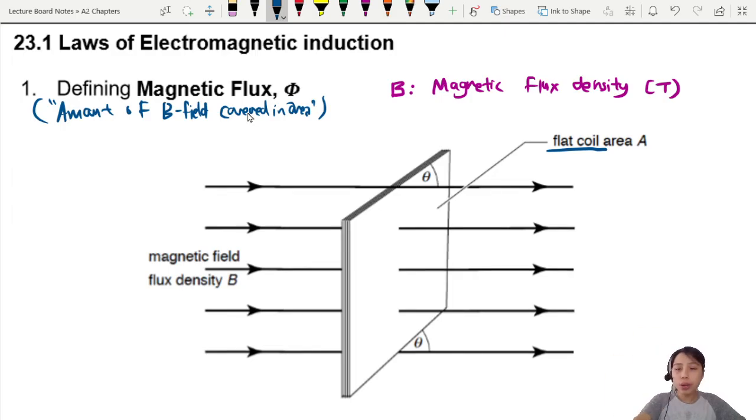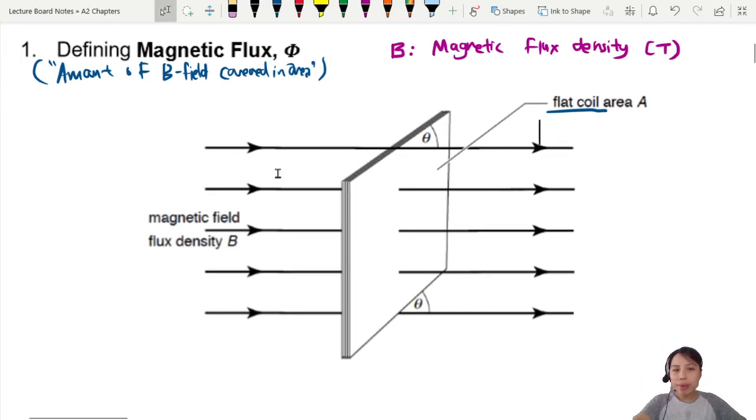Okay, so let's say we have a coil here, a circular coil. Sorry, not circular, a square coil. And you have it at an angle and the magnetic field is passing through it. How do we define magnetic flux? Because Faraday's like, oh, there's this thing called flux and it's changing. Well, we need to define what it is, right?